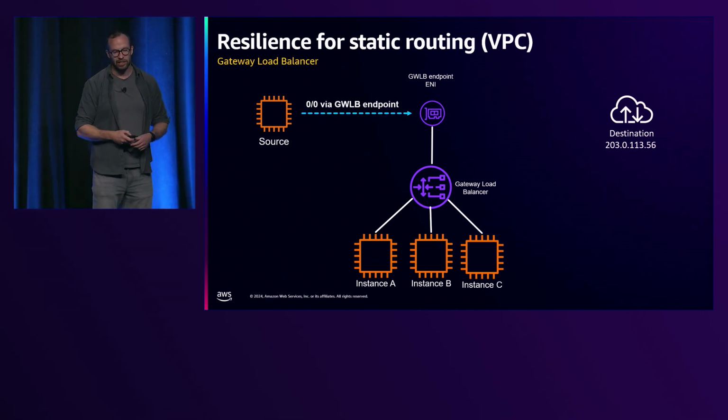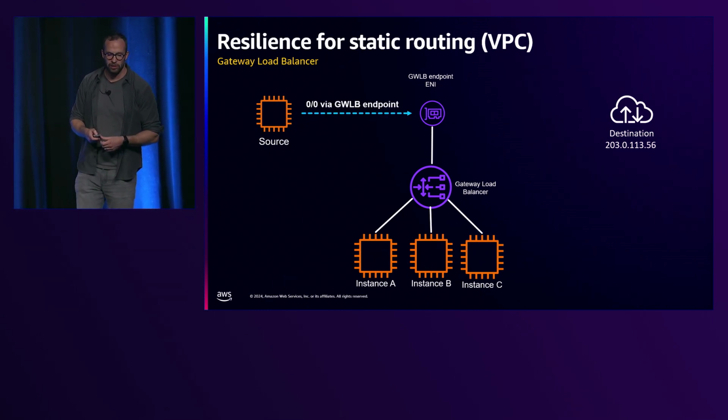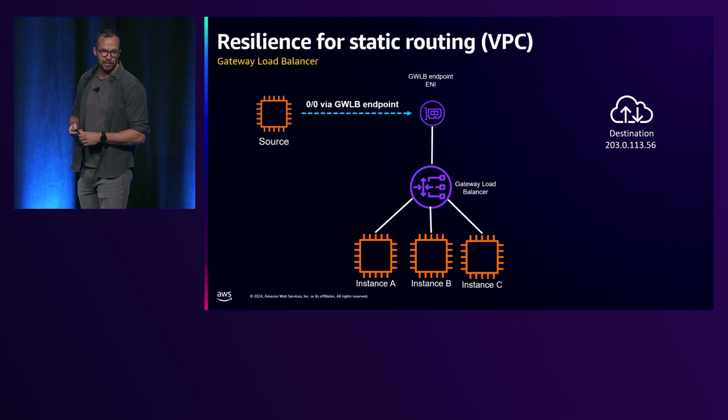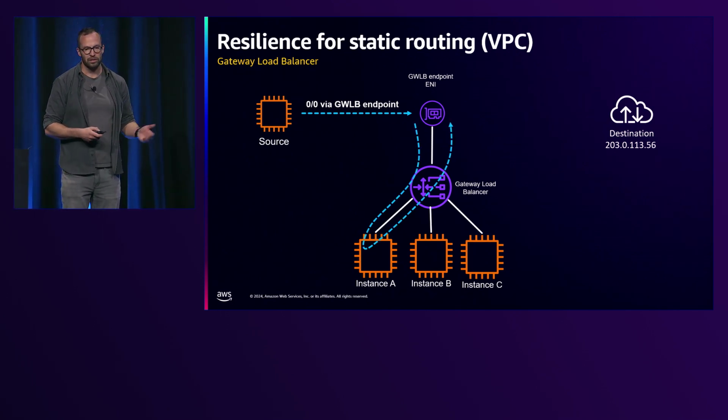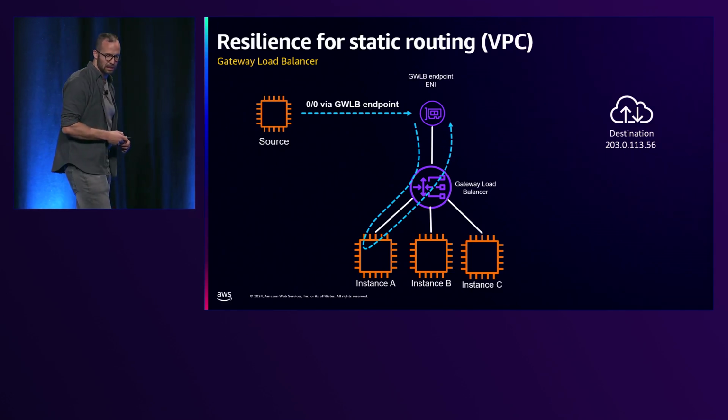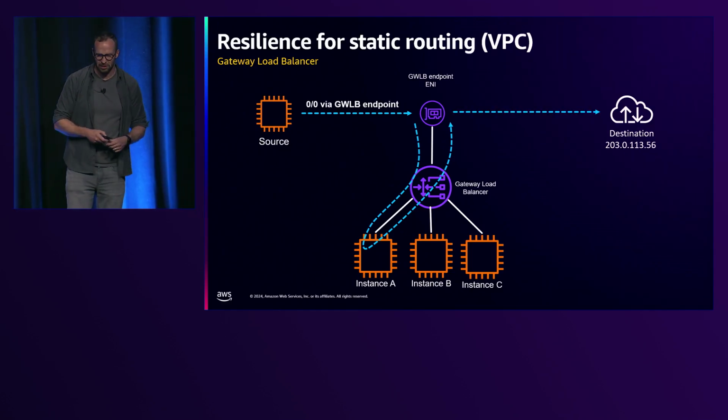So this time we're configuring a default route out from our source, setting up the Gateway Load Balancer endpoint as the destination, and then traffic is going to go and pick one of the firewalls. So that's on the Gateway Load Balancer to hash the flow and make sure that the right firewall is picked, both outbound and then return direction. So you don't have to worry about symmetric traffic flows. And then finally, you're getting to the destination.